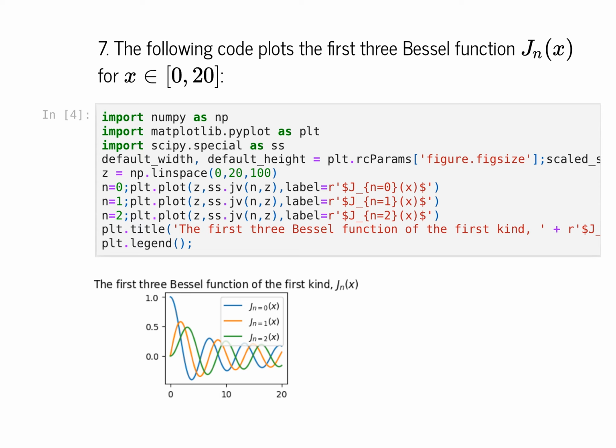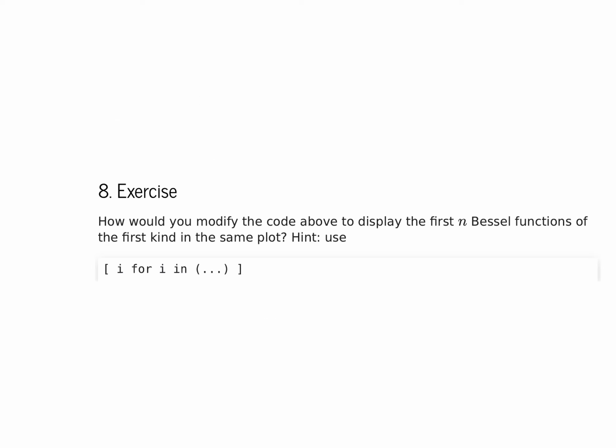Here is a small challenge for you to think about. We just saw code that plotted the first three Bessel functions by explicitly calling the plot command 3 times, once for n equals 0, once for n equals 1, and once for n equals 2. How would you modify that code to display, for example, the first capital N Bessel functions of the first kind on the same plot, where capital N could be any positive integer, without manually writing capital N plot commands? A useful hint is to consider using a loop, or, perhaps more elegantly in Python, a list comprehension.